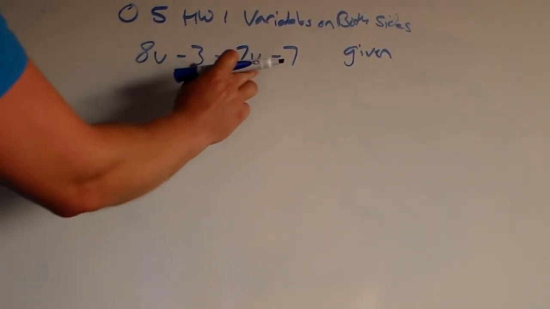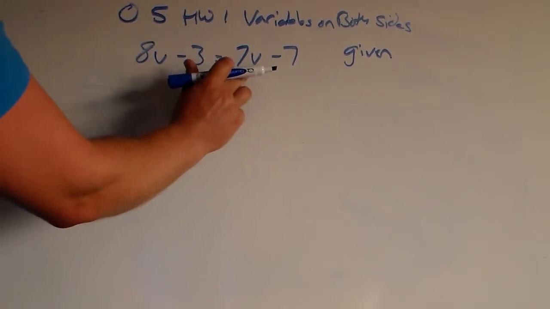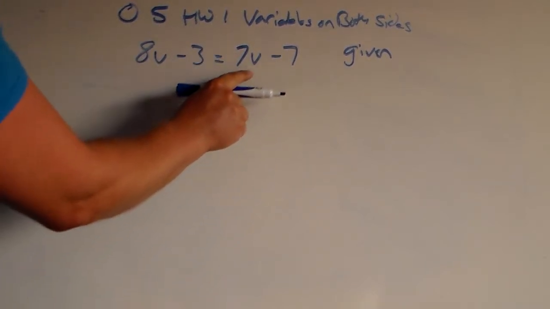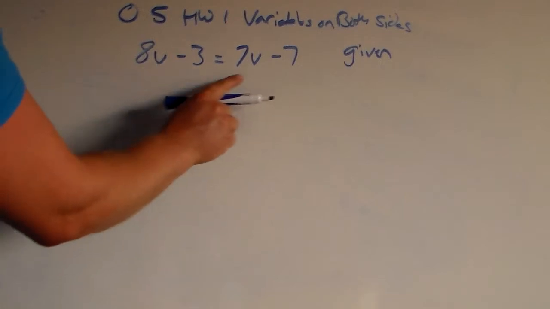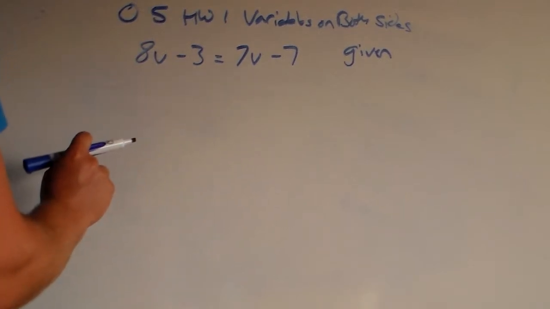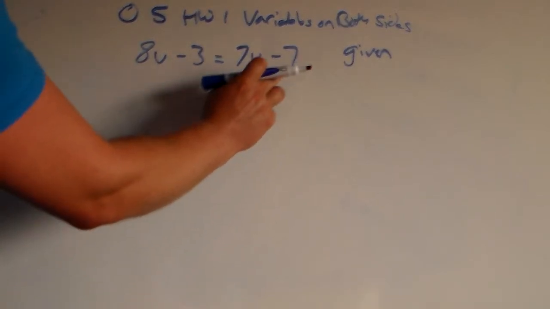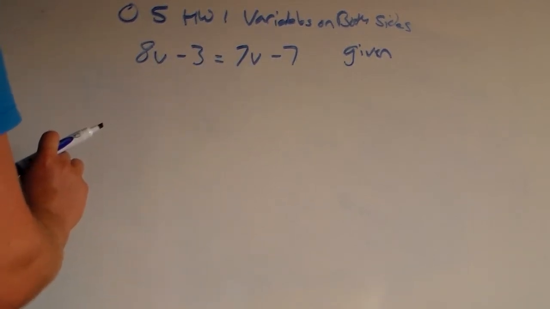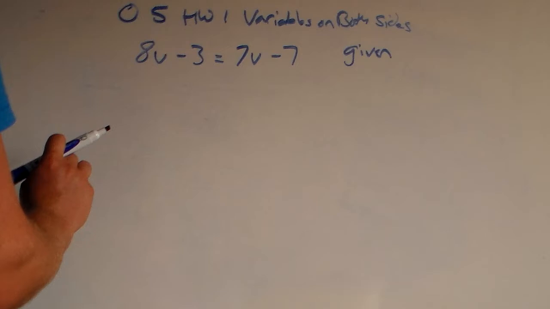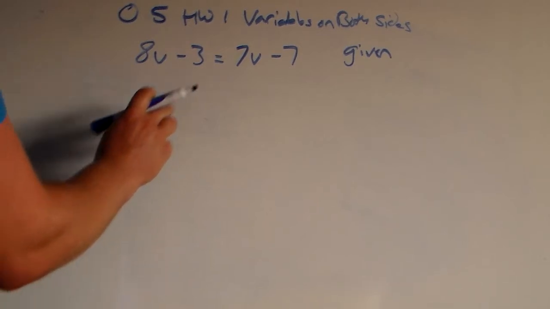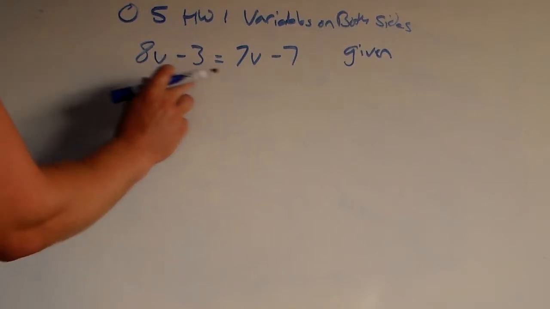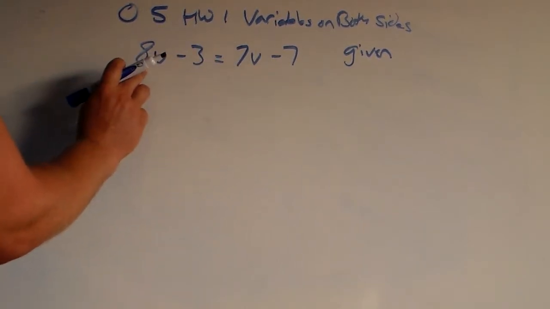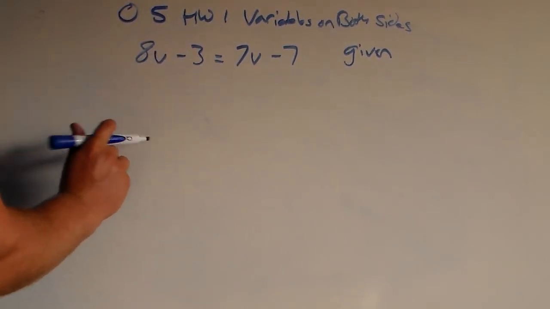Now, with variables on both sides, we can move around terms from one side of the equal sign to the other side of the equal sign. Just like how we move around our constants, like with our numbers on both sides when we first learned about inverse operations. So that's what we're going to do here. I'm going to move this 7v over to the other side of the equal sign.